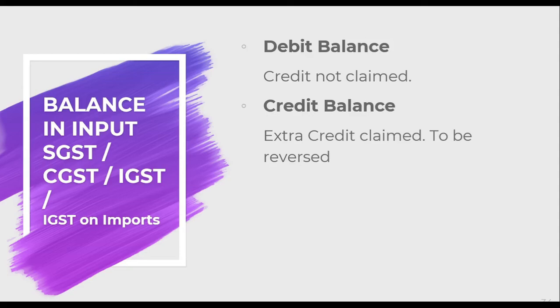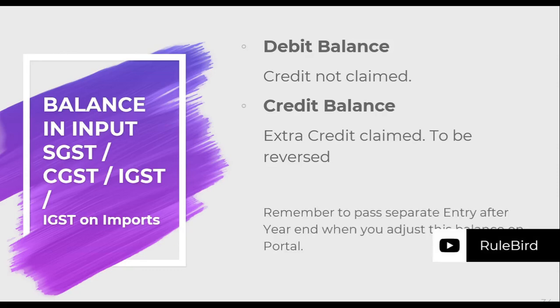So now you don't need to reconcile the different balances, what's in the portal and what's in the books of accounts. You can just straight away check what's in the debit balance. If you are having some debit balance, just drill down to see in which month you are having the problem. It means you have not claimed your credit. If you are having credit balance, then you can again drill down and check where you need to reverse those credits. Remember to pass a separate entry at the year end when you are adjusting these balances on the portal.